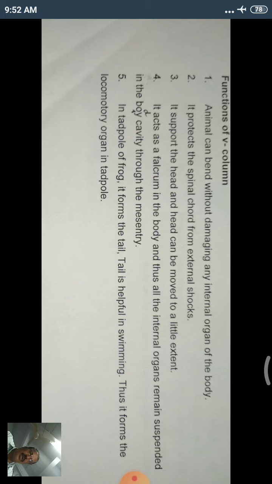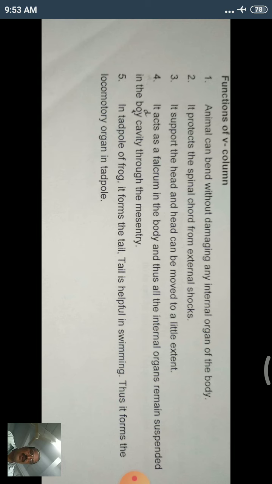The functions of the vertebral column are: the animal can bend without damaging any internal organ of the body; it protects the spinal cord from external shock; it supports the head; and it acts as a fulcrum in the body. In the tadpole of frog, it forms the tail. The tail is helpful in swimming, thus it forms the locomotory organ in the tadpole.